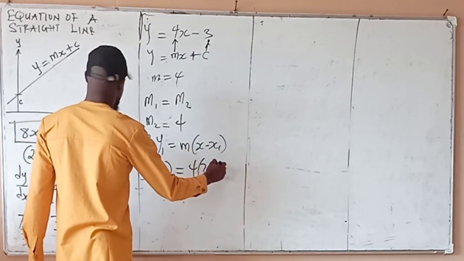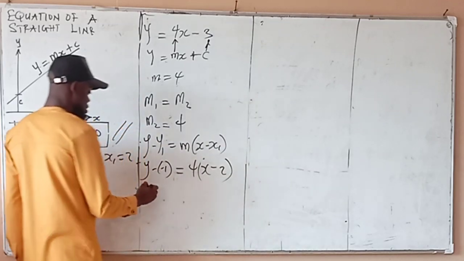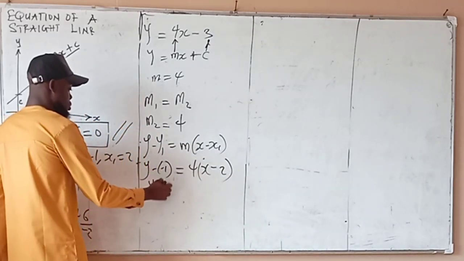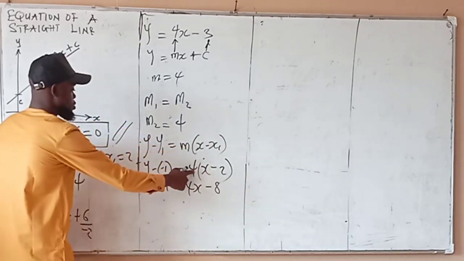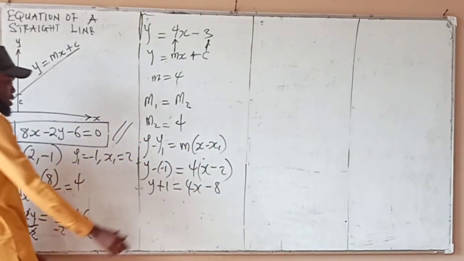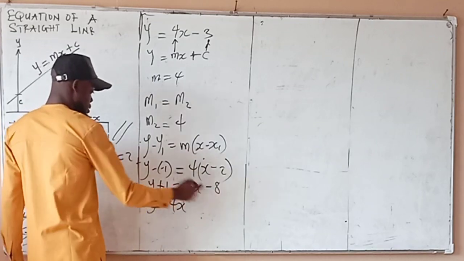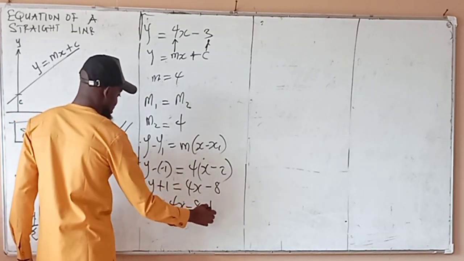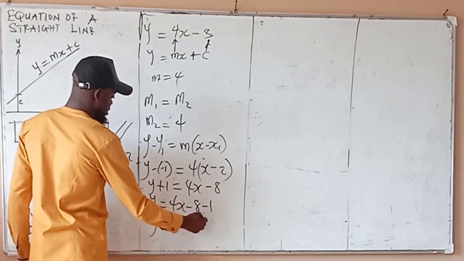What is x? 2 minus x1. What is x1? It is 2. That will give us y minus minus plus 1 is equal to 4x minus 8. So this one will give us minus 8. Next, I'm going to do y will be equal to 4x minus 8 minus 1. Plus y is equal to what? Equal to 4x minus 9.